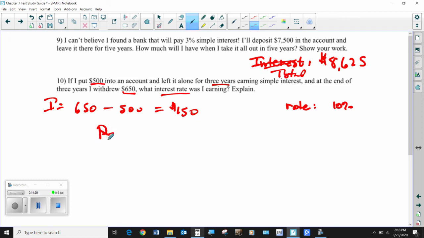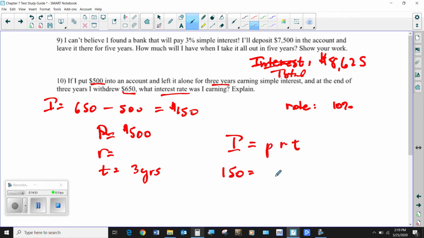We know that the principal was equal to $500. That's the amount you put in. We're looking for the interest rate, that's what we're trying to find, and the terms are for 3 years. So I equals PRT. We know the interest earned was $150. We know the deposit was $500. That's your principal. What we don't know is the interest rate, but we do know that it's for 3 years. So I'm going to use the commutative property and rearrange these two so that the 500 can be multiplied times the 3 to give you 1,500 times R is going to be equal to 150.